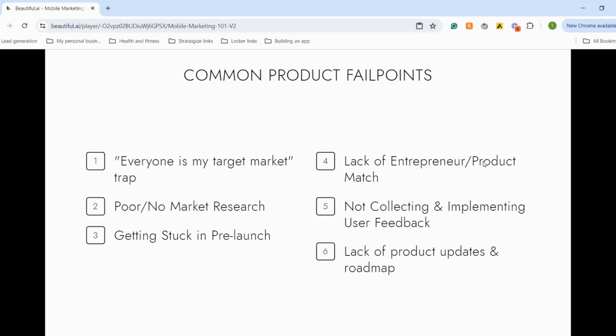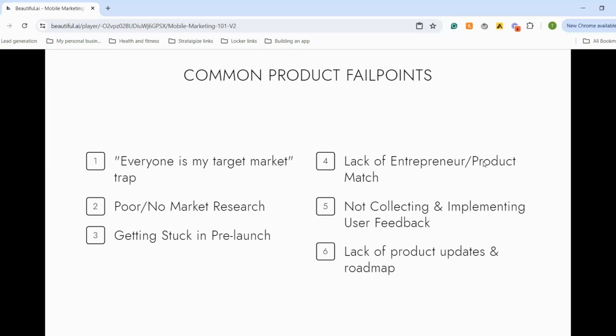The next major fail point that I see quite often is poor or no market research, just a lack of understanding of the specific industry that people are going into, not understanding what competitors are doing, not understanding where the potential opportunities lie in the market and where there is excess demand ready for the taking.